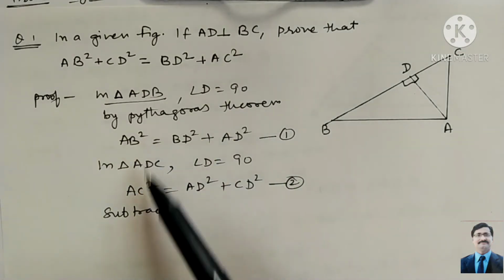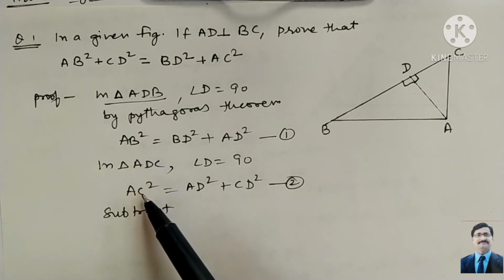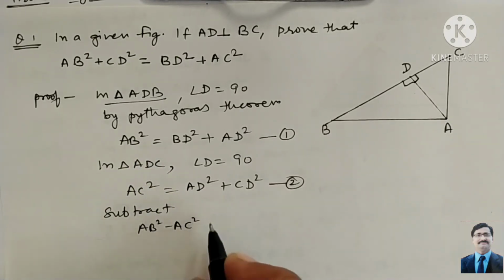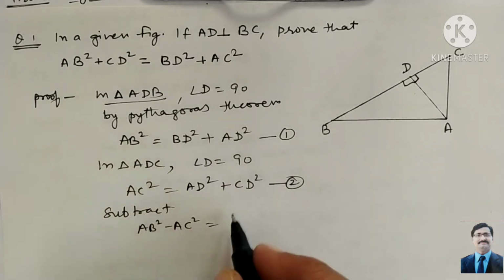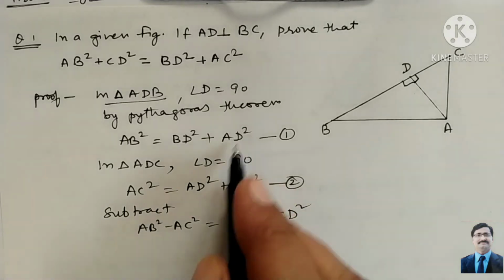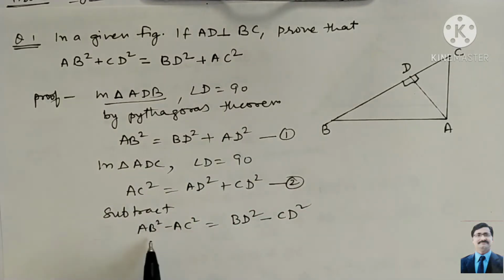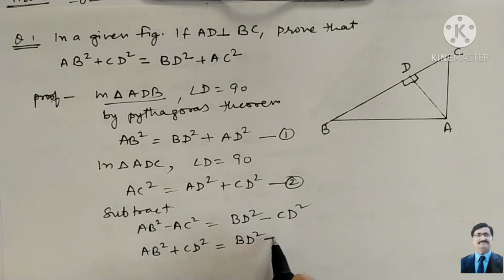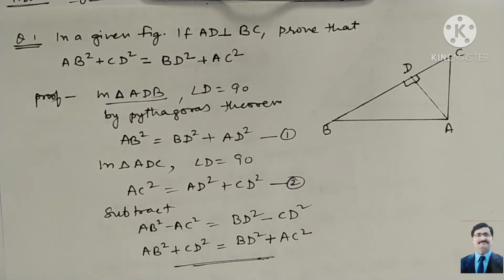Now look here, we have to subtract these, AB square minus AC square equals BD square minus CD square. AD square will cancel. Now in the question we have AB and CD, so CD we can transfer, we get AB square plus CD square equal to BD square, and AC we transfer, we get here AC square. So all of you understand this, we have to prove here.